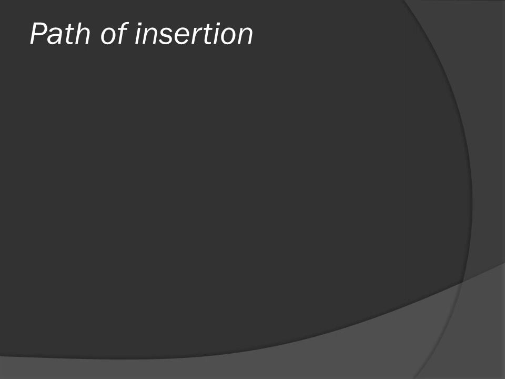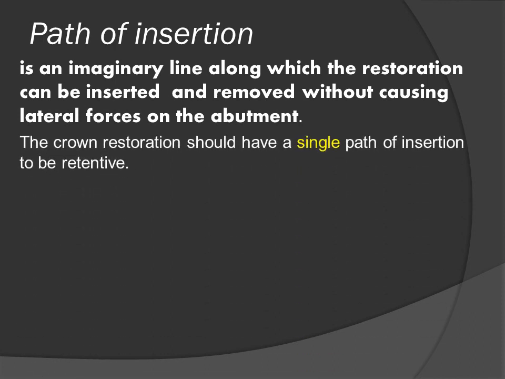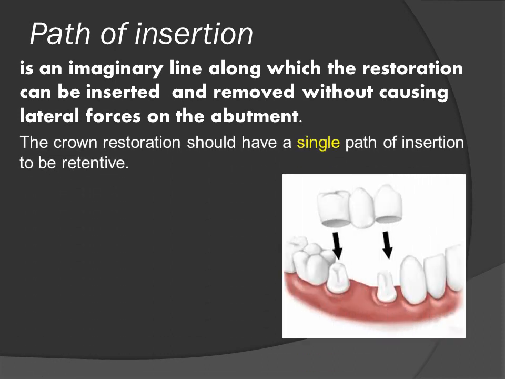There is a common idiom in fixed prosthodontics, which is the path of insertion. What do I mean by a path of insertion? The path of insertion is an imaginary line along which the restoration can be inserted and removed without causing lateral forces on the abutment. The crown restoration should have a single path of insertion to be retentive.